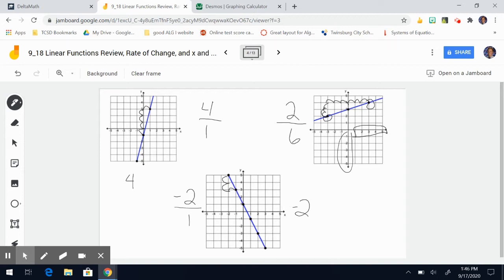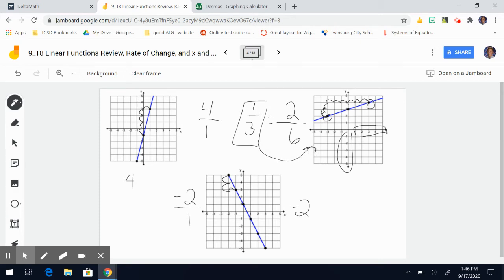2 divided by 6 is going to simplify to our rate of change. 2 goes into 2 once. 2 goes into the bottom number 6 3 times, so it's going to be 1/3 would be our final answer for our rate of change here.